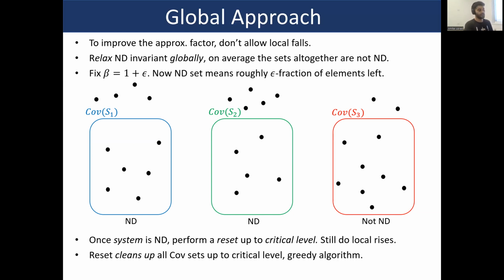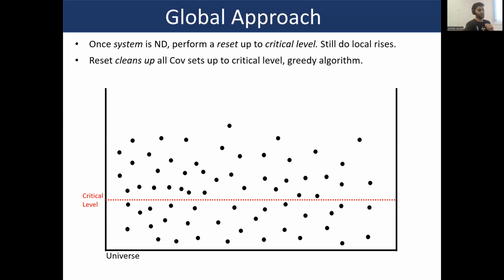And what is a reset? A reset is just the greedy algorithm on a sub-universe of elements and on a sub-family of sets. It cleans up all the clove sets up to that critical level. So let's see exactly what I mean. The y-axis here is the level axis. Let's say that the system is dirty, the system is ND. And so we have a critical level, which is the red dotted line. All the elements beneath the critical level, we take them out of their clove sets. And we also take all the sets that are covering at a level up to the critical level or not covering at all. And we just run the static greedy algorithm on this sub-universe and sub-family of sets.